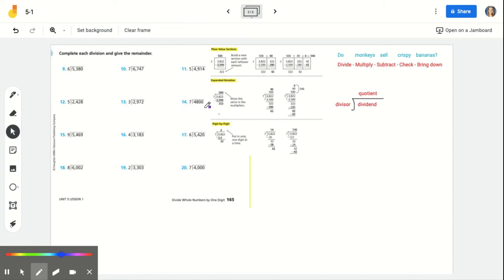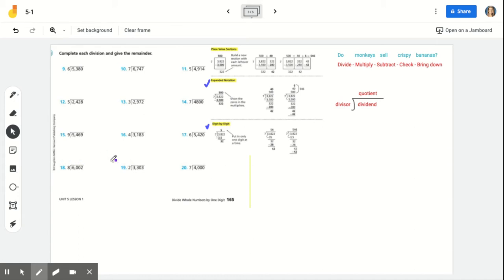Okay, so let's continue. We have had practice with digit by digit, expanded notation. Let's do a problem from this page using the place value sections method. And again, you are going to complete it in your book, nice and neat, unfortunately pretty small, so that you can refer back to this problem for help in the future.